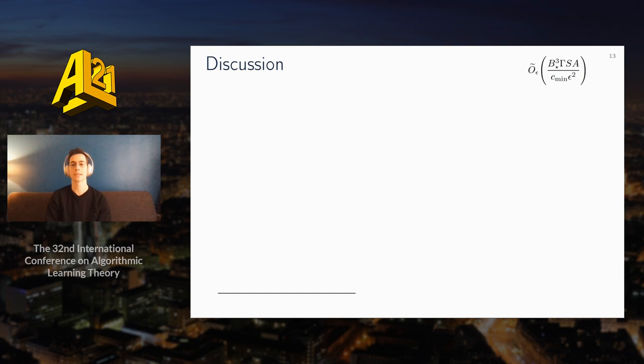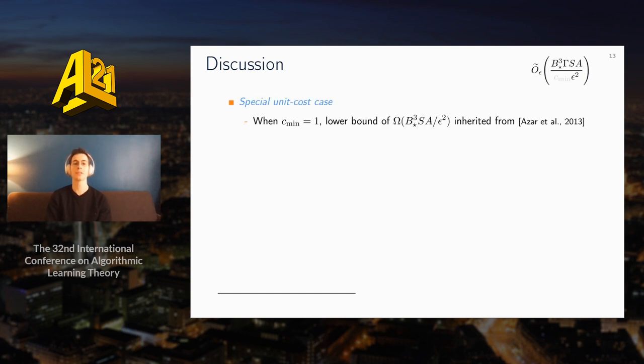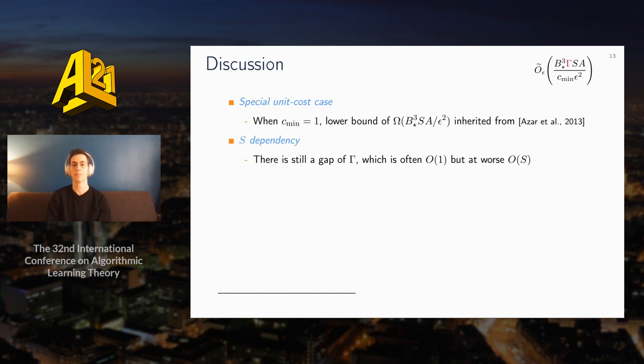So now let's briefly discuss our bound. So first, we see that in the special unit cost case, that is when C min is equal to 1, our SSP problem reduces to a discounted problem. So we can directly inherit the lower bound from discounted MDPs and obtain a lower bound for our setting of omega of B star cubed SA divided by epsilon squared. So we can see that our upper bound is tight in the factors of A, epsilon, and B star. However, there is still a gap of the branching factor gamma, which is often constant when the dynamics are not too chaotic, but which in the worst case may scale as S.